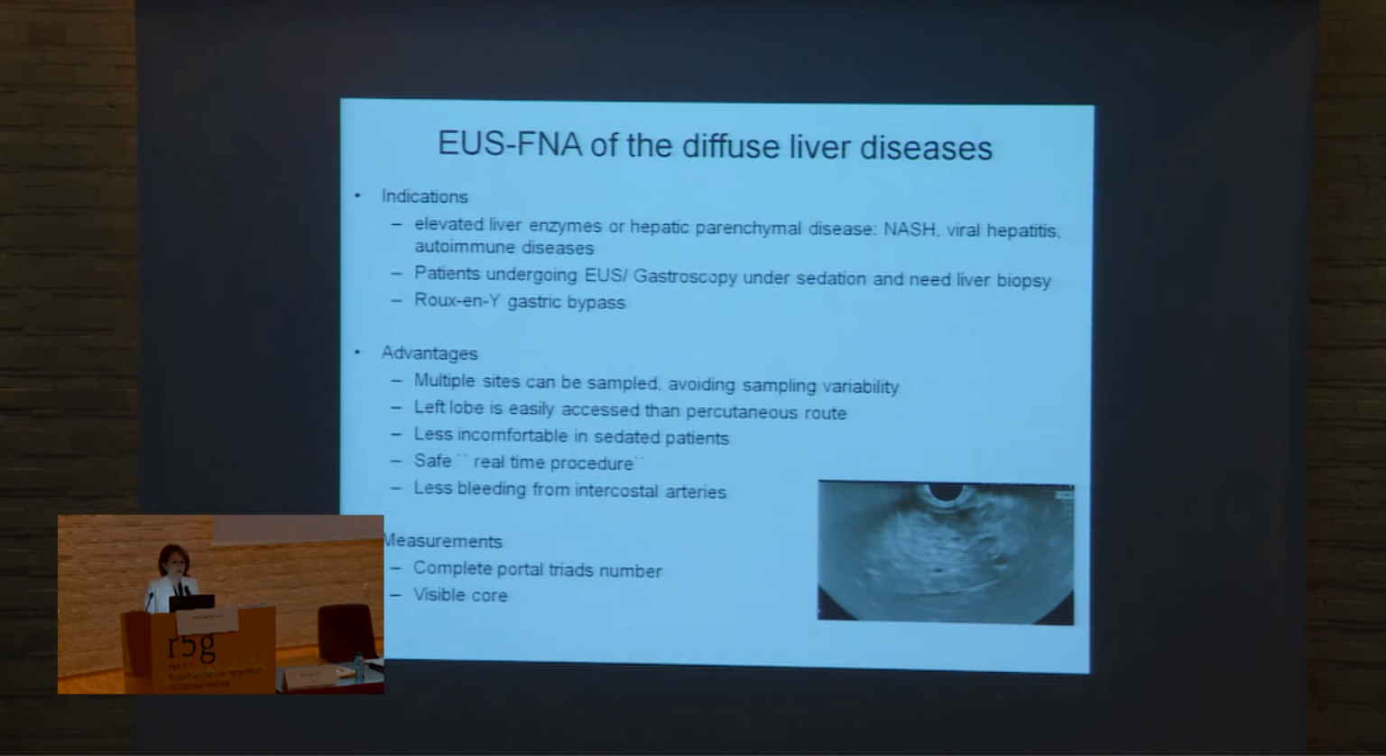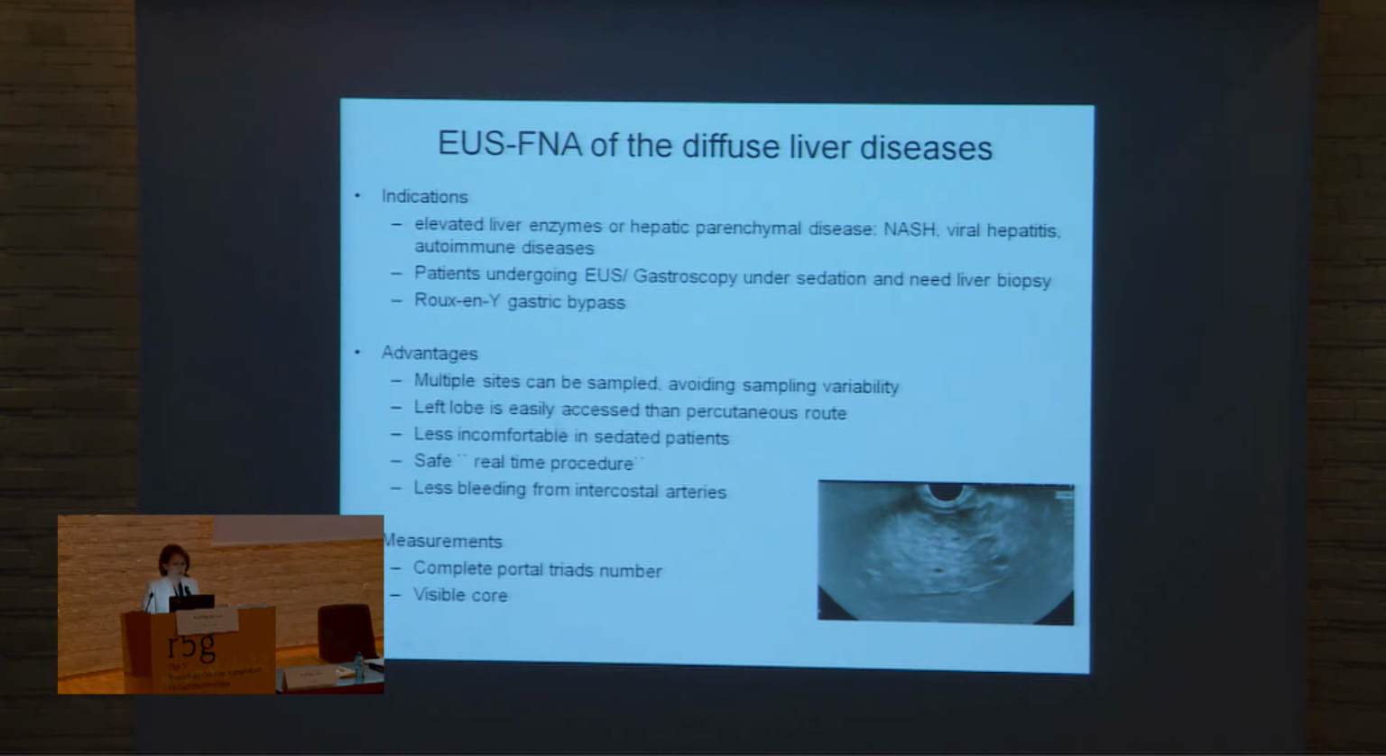And in case of diffuse liver diseases, we are in fact limited in EUS because the needles are very expensive, more expensive than in case of percutaneous biopsy. And in this situation, where is the place for EUS-FNA in case of diffuse liver diseases? Only in situations when the patient undergoes an EUS or gastroscopy under sedation and also needs a liver biopsy, or in cases where the anatomy is modified due to previous surgery. So in these two situations, we can go for EUS-FNA.